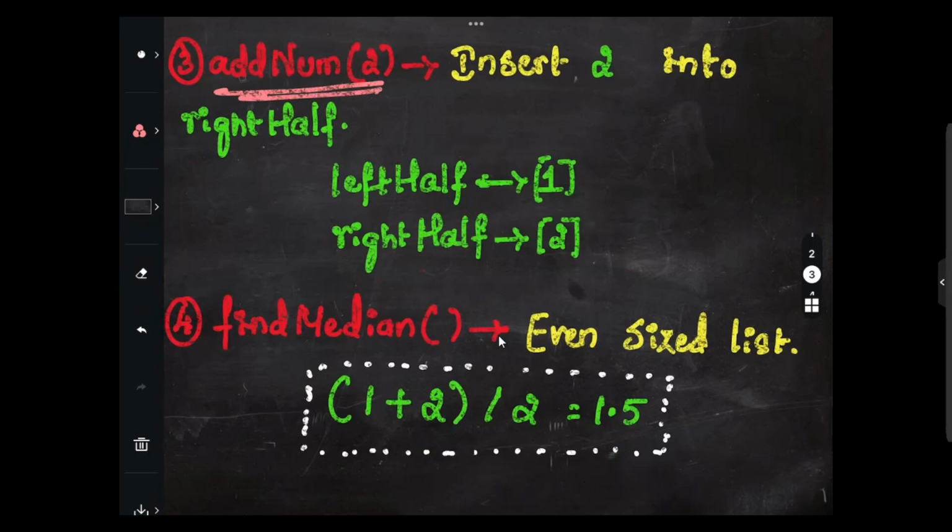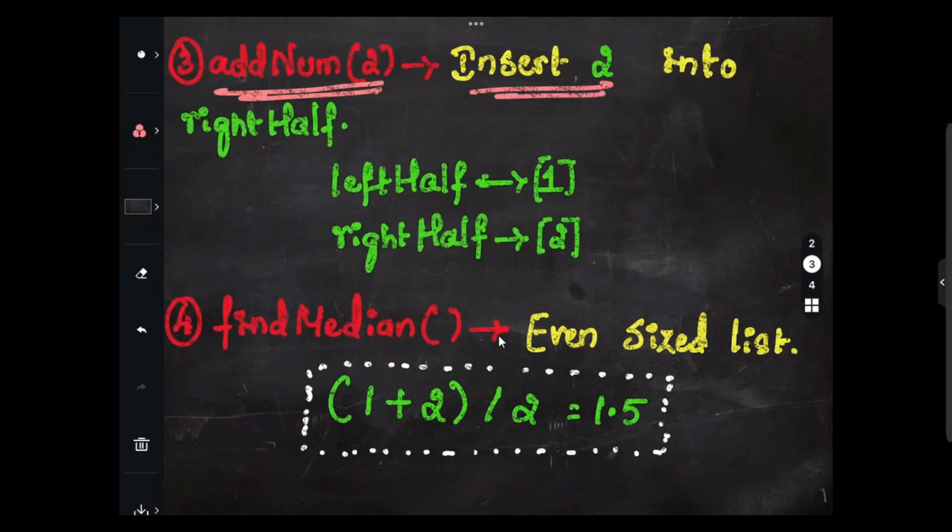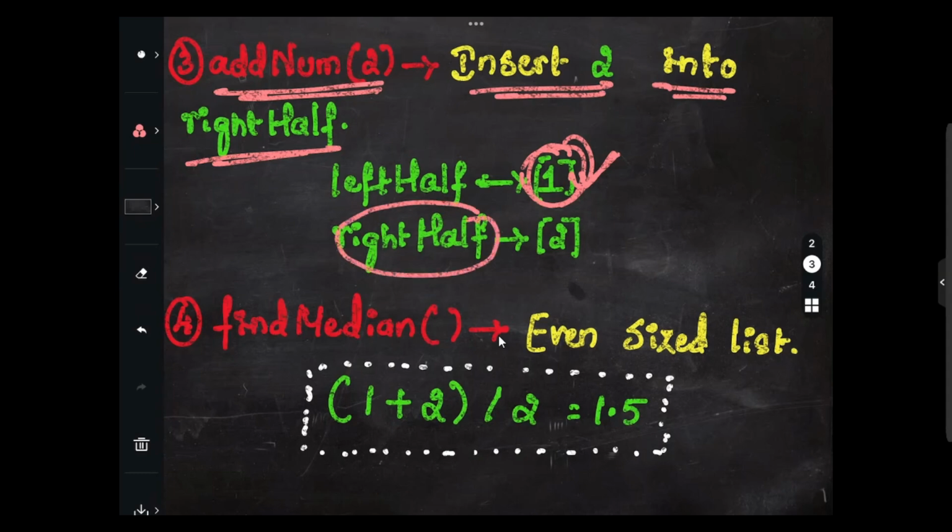So add num of 2. This is the next one I am considering. Add num of 2 here in this case, right? So add num of 2 is nothing but null here again. Why? Because we are inserting 2 into the right half. The left half already has 1 from the previous step, and we are just inserting 2 into the right half. Now we have 1 comma 2, right?